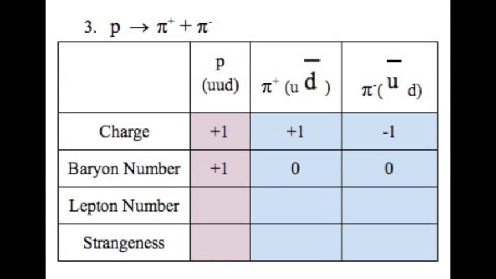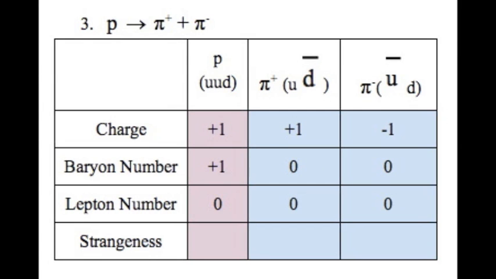Let's look at the baryon number. 1/3 plus 1/3 plus 1/3 equals 1. And so the proton has a baryon number of positive 1. However, for both the pi plus and the pi minus, since each is made up of a quark and an antiquark, 1/3 plus negative 1/3 equals 0, so their baryon numbers are 0. And so the baryon number is not conserved. But let's look at the rest.